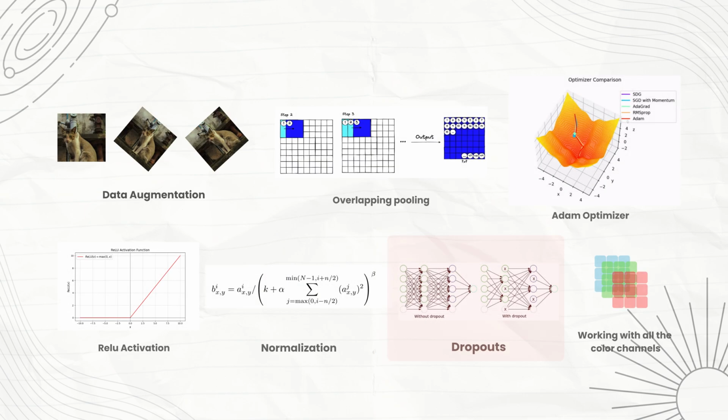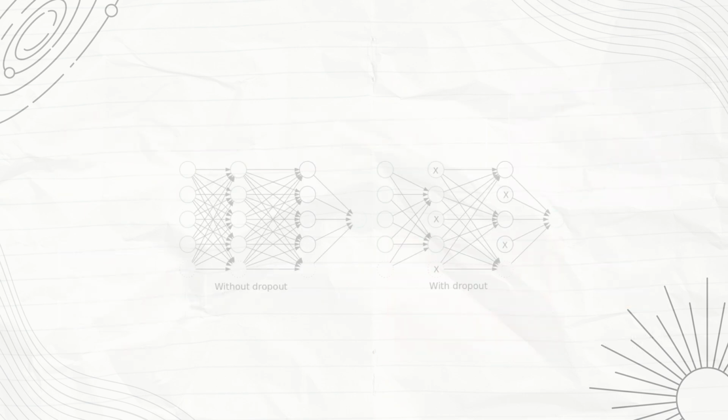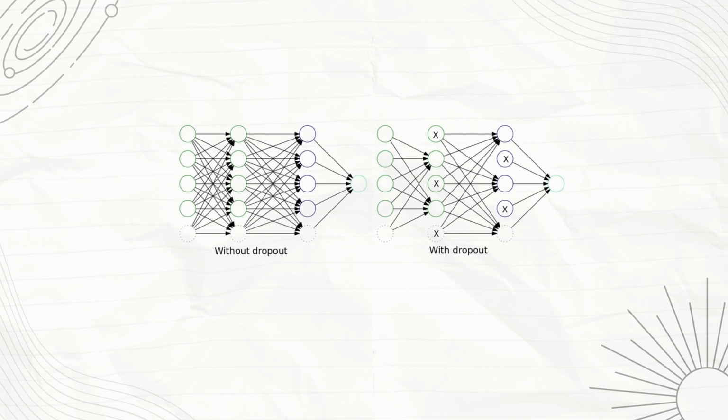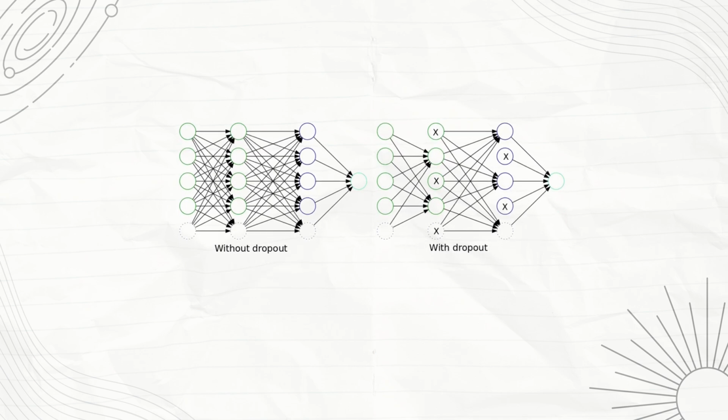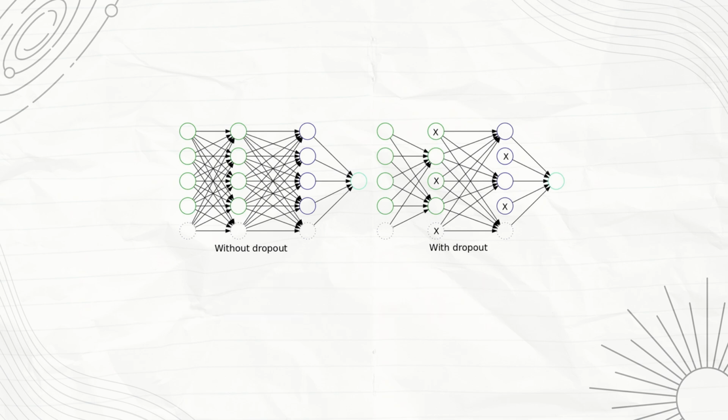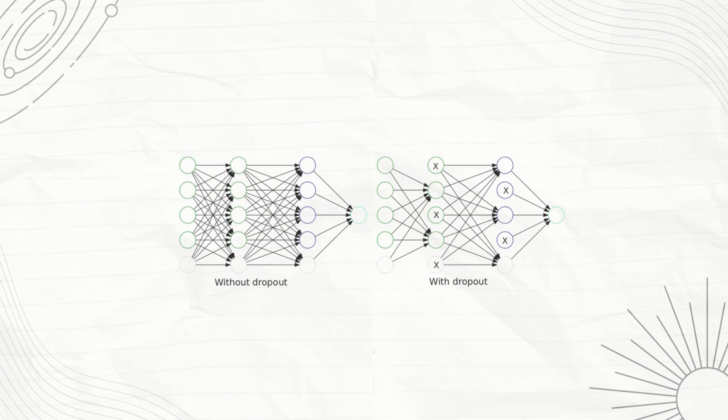One more thing that they did was they introduced dropouts, randomly switching off certain parameters during the weight updates in the feed-forward network at the end of the architecture. It had two implications. One was that it reduced the number of trainable parameters, and the second was that it increased the robustness of the model. So these are pretty much the design choices they made before training.